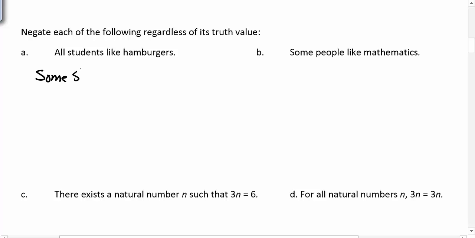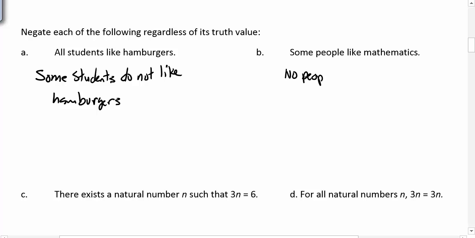some students do not like hamburgers. Okay, some people like math. I guess some people like mathematics. So the negation of that, if we happen to think that some do, so the opposite of that some would be that no one does. So no people like math.